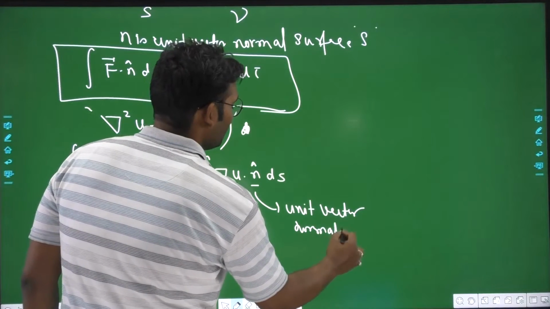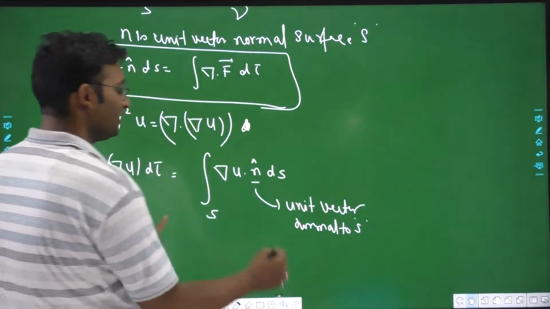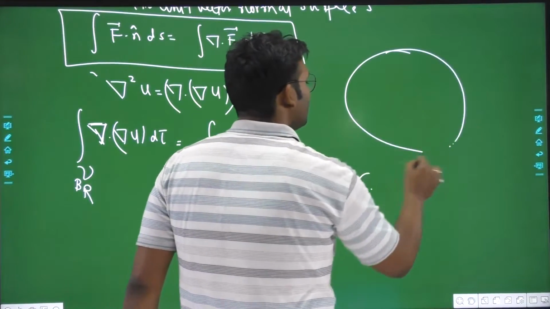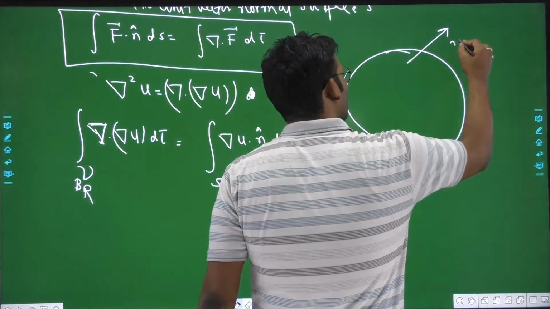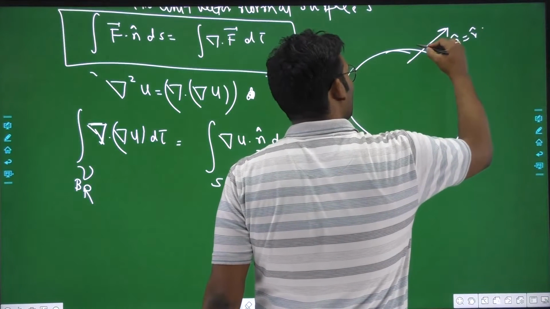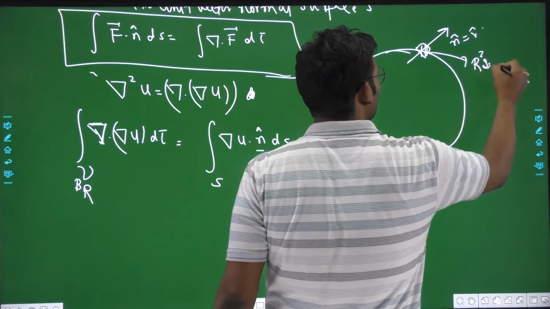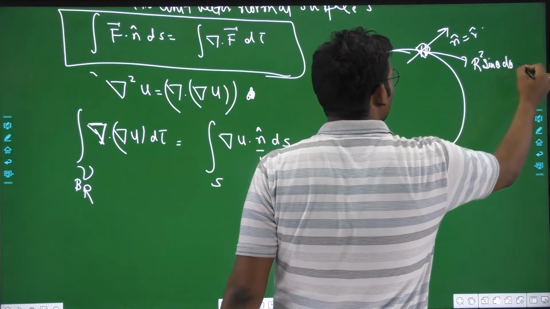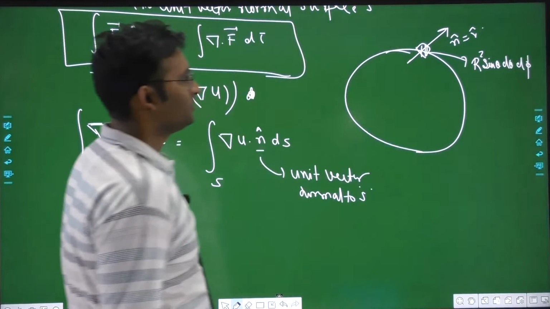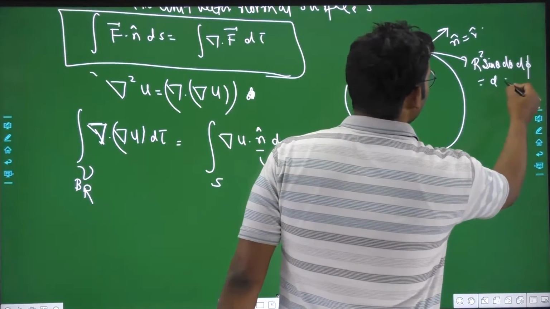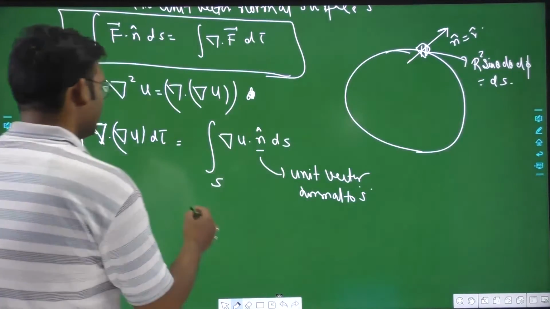And since S happens to be a sphere, what I can write is that your n cap is equal to r cap. And what is the dS element here? So the dS element will be equal to r square sine theta d theta d phi. Okay, so this is what your dS is. So what you will get?